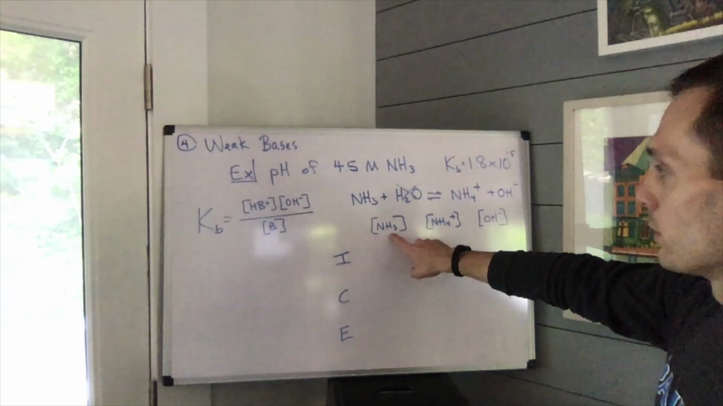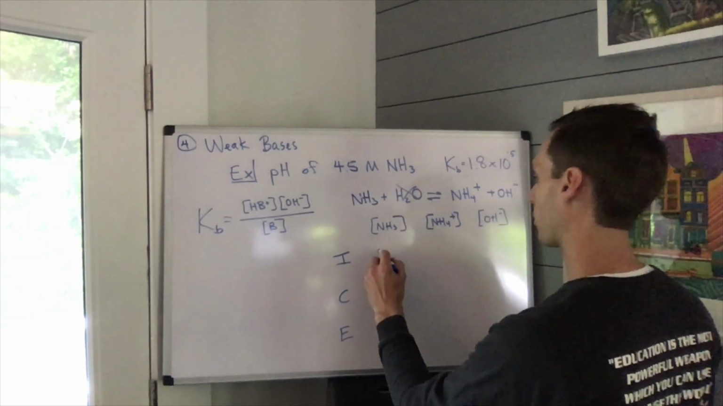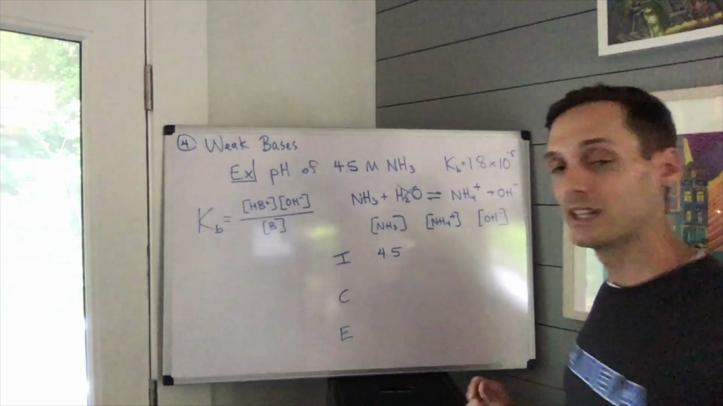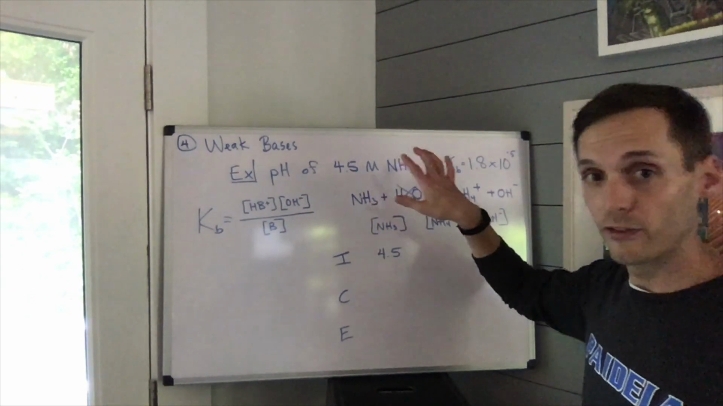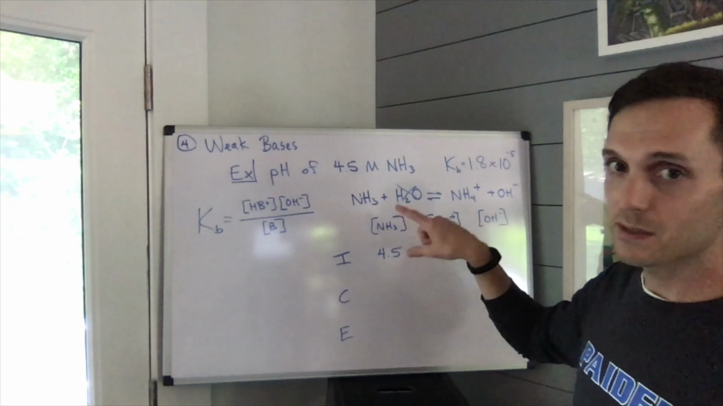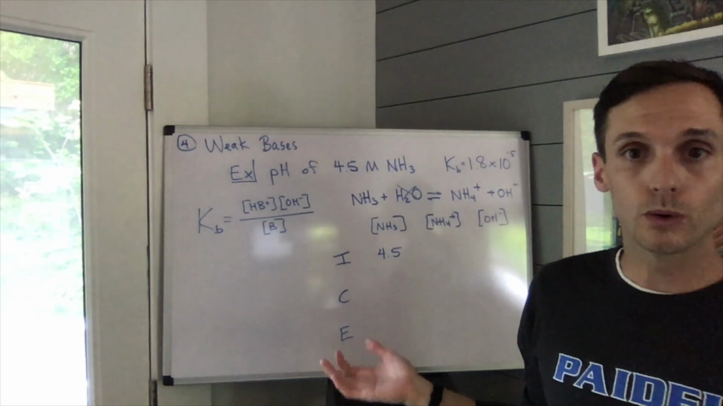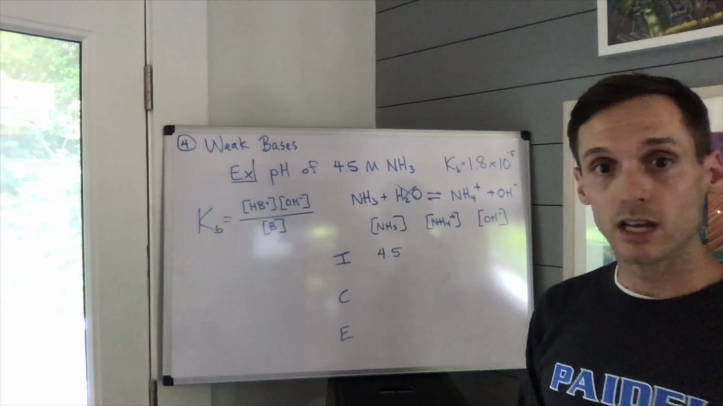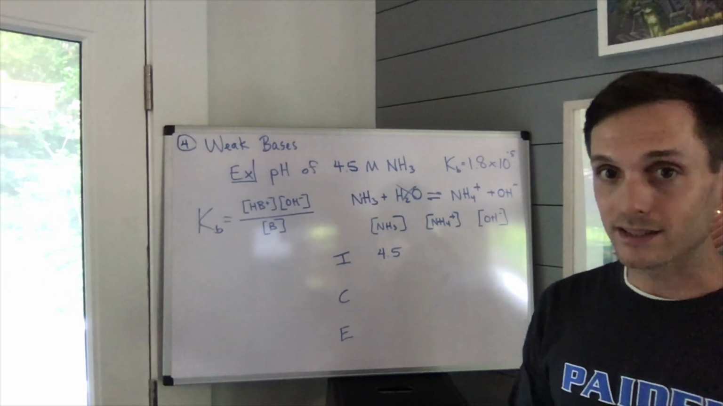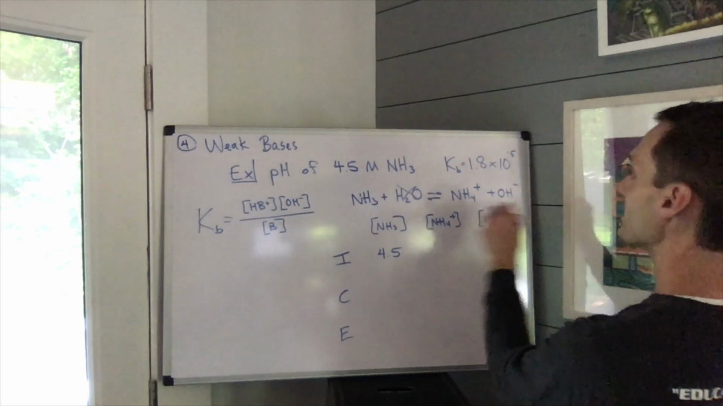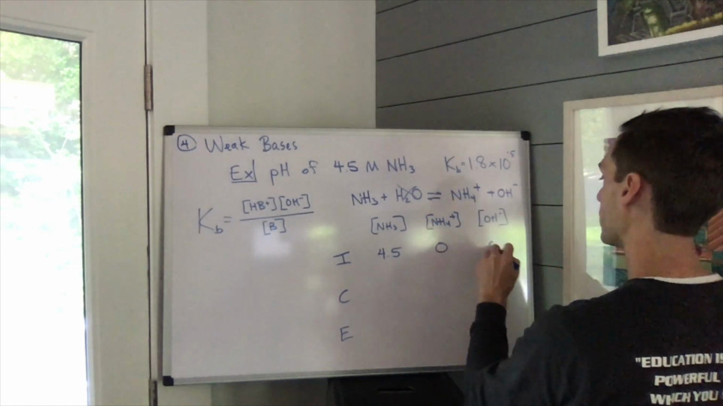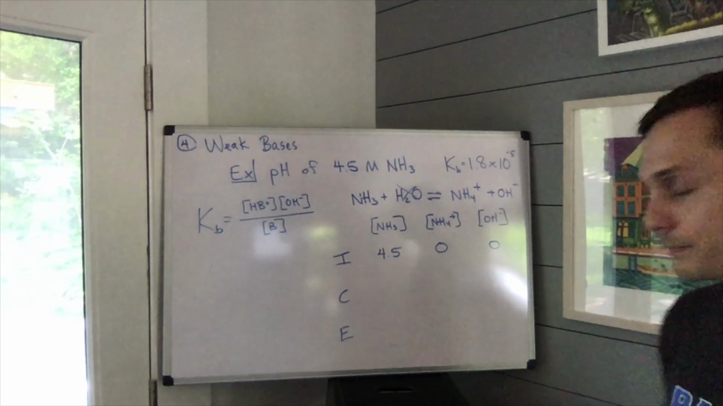Initially, the molarity of our base is just 4.5. We're going to do this exactly the same way as we did for a weak acid. It's going to be before we let any of this base do what bases do, which is accept that proton. So initially, no base has accepted a proton yet, and so we do not have anything on this right side of the equation, so they're going to both be 0.